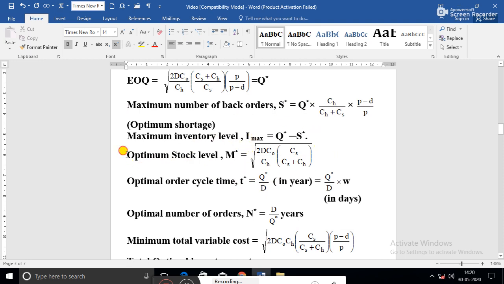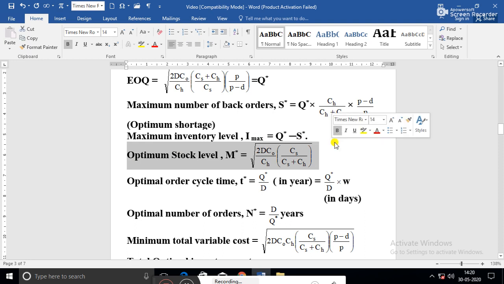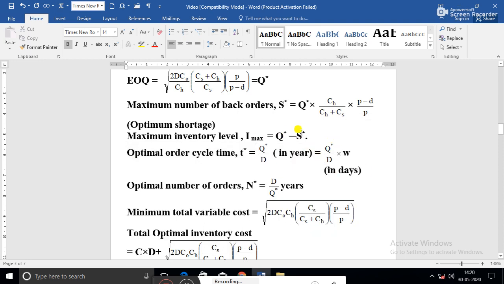I think this formula is not very important, because this is M star. This is also M star. What is M star? That is the maximum inventory level, or the maximum inventory you are holding after allowing the shortage. This is the same answer.